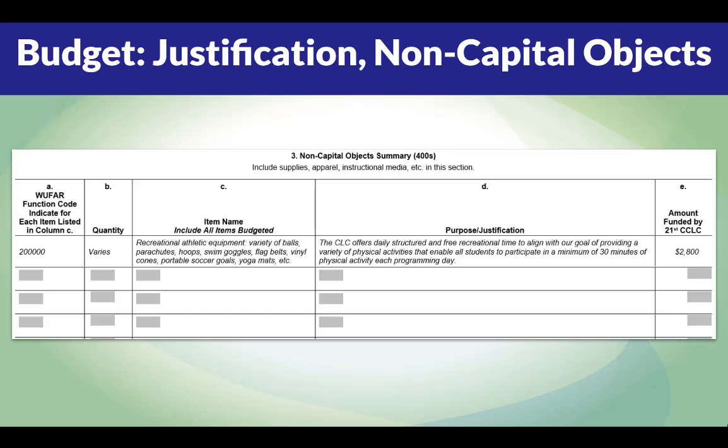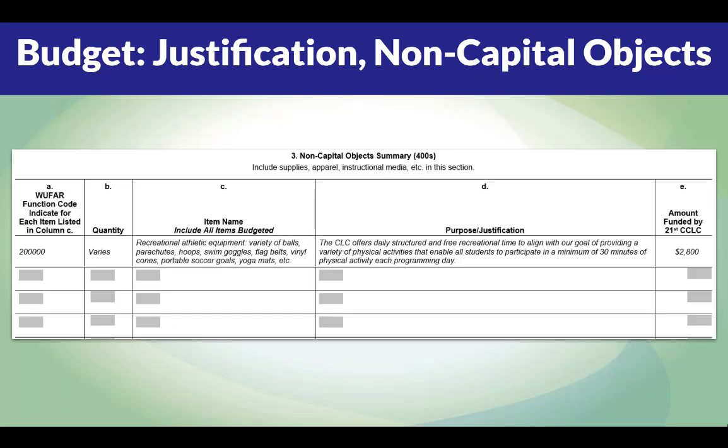The WUFAR function code column, A, is again not required. In the second column, B, quantity, provide the number of objects per line item for which you are budgeting. If you are budgeting for a general category, as in the example here for recreational athletic equipment, write varies.